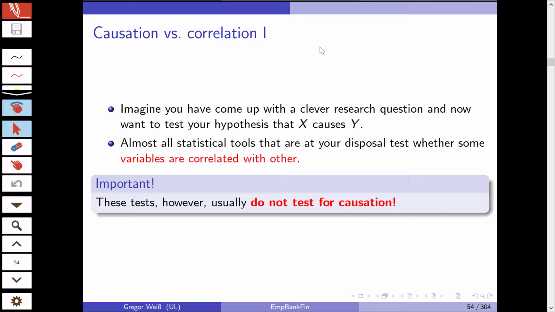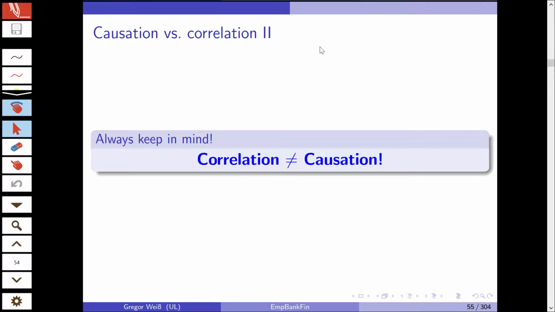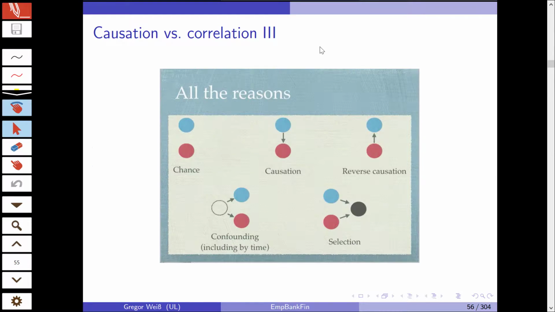Almost all statistical tools that you have, especially linear regression analysis, all those methods you have at your disposal, they test whether those two variables are correlated, but they do not show you per se whether you have causation running from x to y. So these methods test for correlation, but they do not test for causation. And correlation is not equal to causation. I'll give you some examples and some cases where you will find correlation, but you cannot speak of a causal relation between x and y.